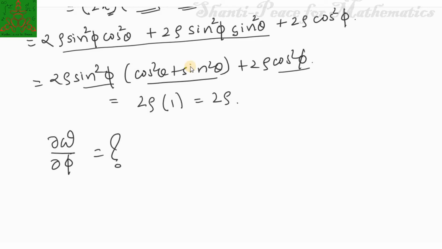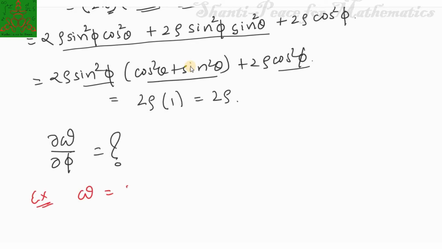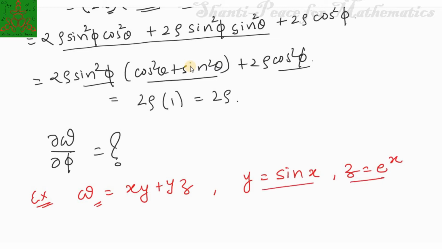Let's have another example. W is a function of xy plus yz, so w is a function of 3 variables x, y and z, and you are given that y is a function of x, that is sin x, and z is e power x. So originally your function w is only a function of one variable x, because if you substitute the value of y and z here, then w is only a function of x. So the question is to calculate what is dw upon dx.